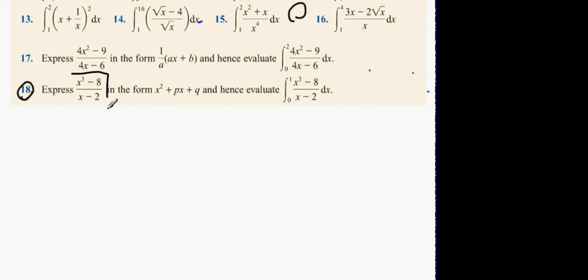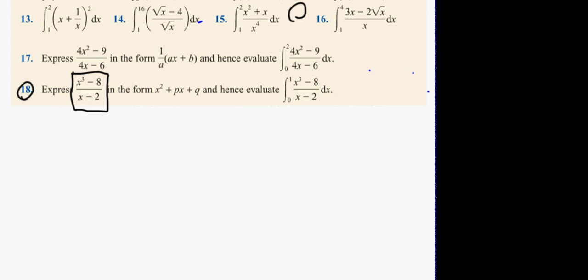Okay. Question 18. Question 18 refers back to algebra. You can see that this here is the same as this here. We've never integrated something like that before. In fact, we can't integrate something like that with an x minus 2 on the top and a really complicated one on the bottom. It doesn't really work that way. So let me explain what's going to happen.